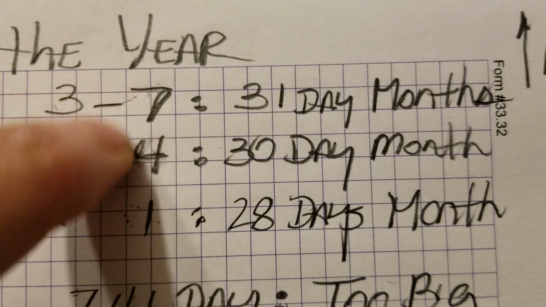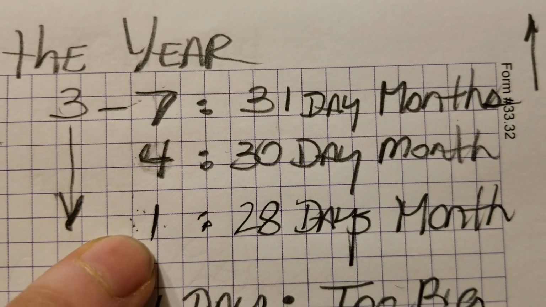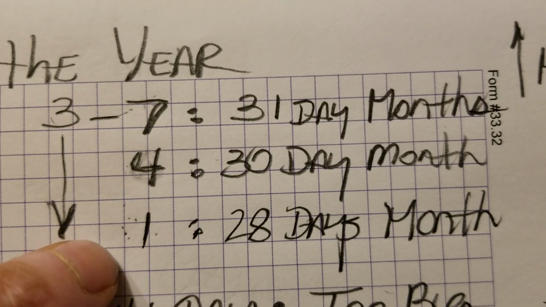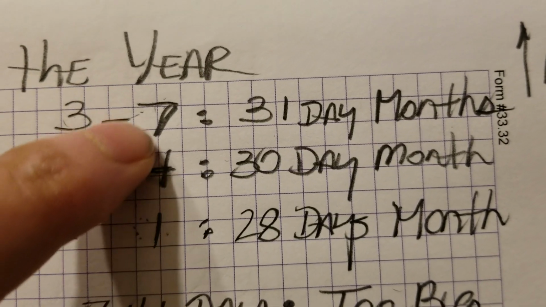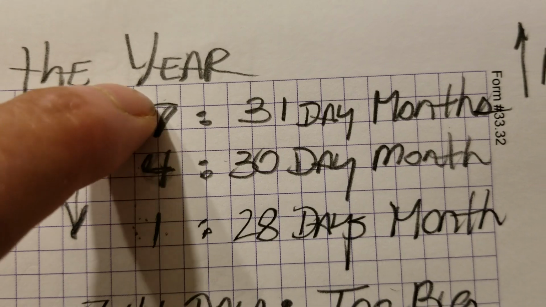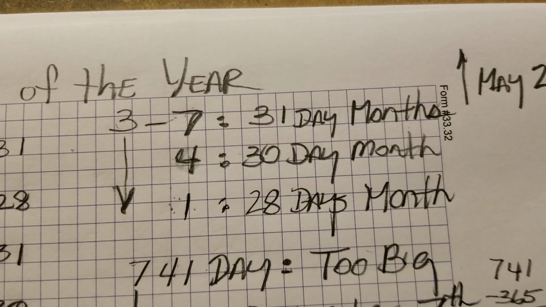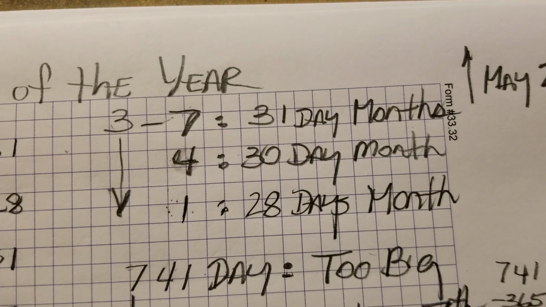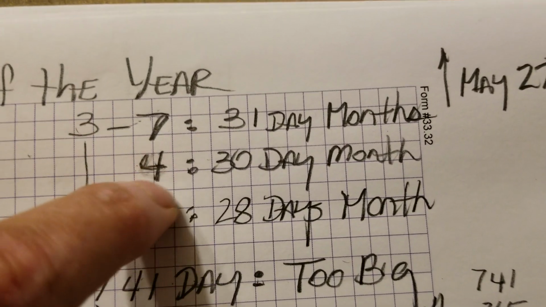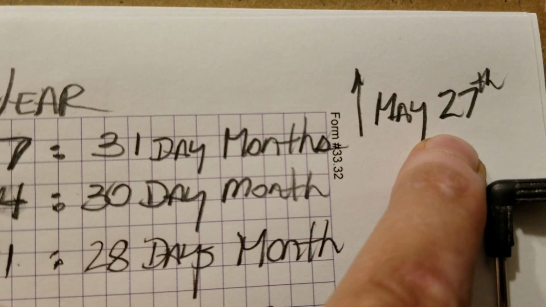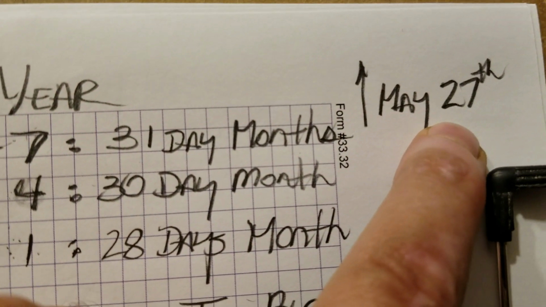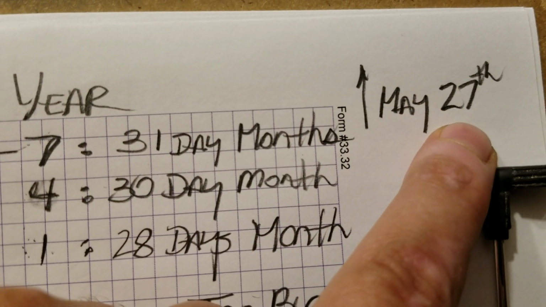Okay, so if 741 is a representation of a solar year count, it'd be 147 or 741. Well, 741 is too much because you only have 365 days in a year. If you were to read it up, it would be May 27th. Okay, so you only have two choices here.